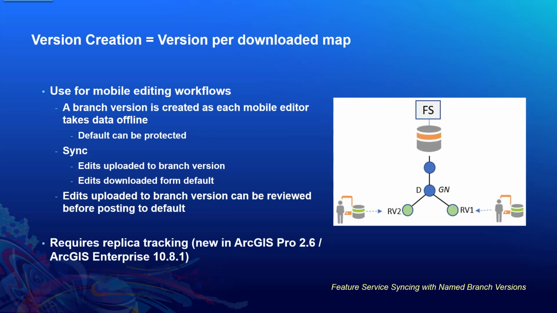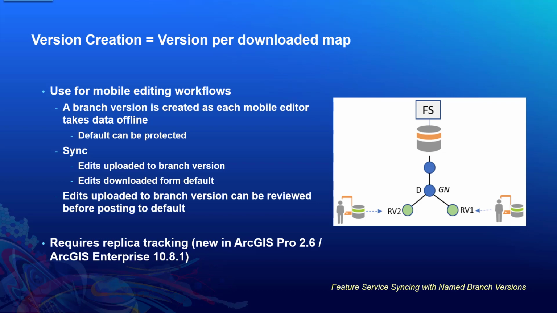So the second option is version per downloaded map. And that is ideal for working with mobile editing workflows. The way it works is that a branch version is created as each mobile editor takes data offline. And this allows you to keep default as protected. During the synchronization, edits are uploaded and applied to the branch version, not default. That way, default can remain as protected. Edits, though, that are downloaded to the mobile clients come off of the default version. And we'll discuss what that means as we go further through the presentation.